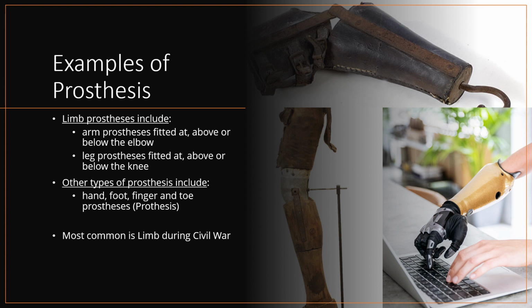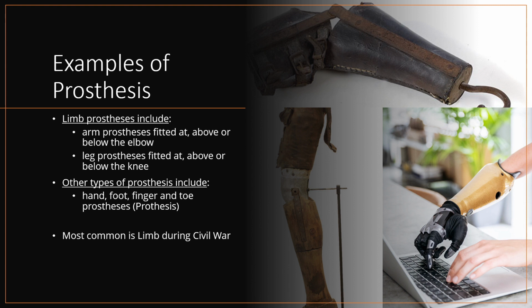The left photo depicts a World War I era leg. This leg is unique in the sense that it has posable joints, which enables the user a more natural gait to their walk and a more comfortable walk while doing everyday tasks. We see in the rightmost photo a pretty modern prosthetic hand which is power operated. This enables the user to grab onto objects and even type, as seen in the photo. The type of prosthetic we see primarily throughout the Civil War and post-war is limb prosthesis.